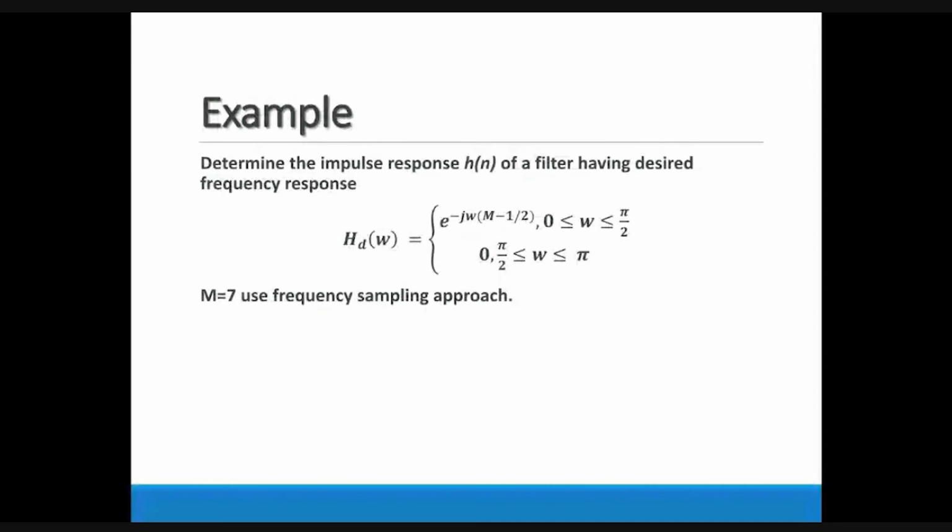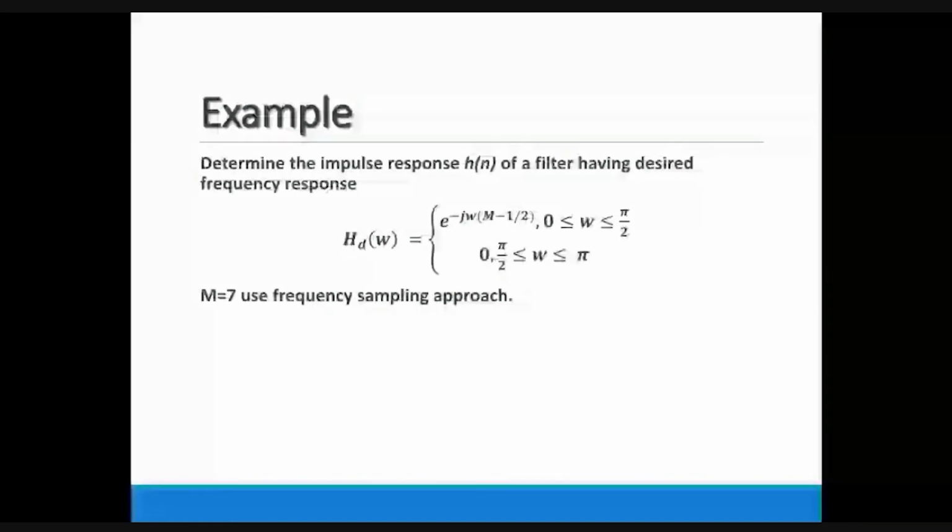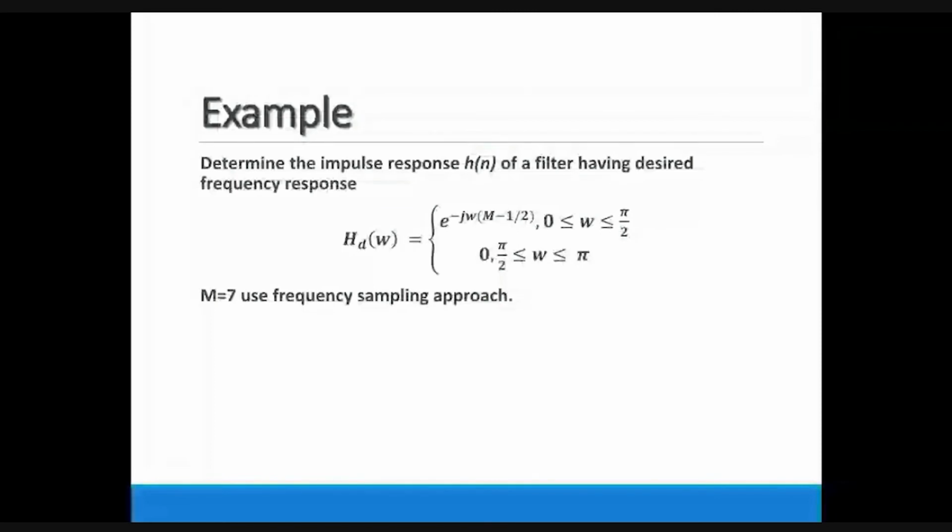Here when you apply M equal to 7, you get e raised to minus j omega (7 minus 1) by 2, that is 6 by 2. So you get e raised to minus j 3 omega. In the previous example, you got e raised to minus j 8 omega because the M value was 17. Here you apply M equal to 7, so you get the final equation e raised to minus j 3 omega. Now calculate the impulse response of this, apply the value of n, and let me know the answer.